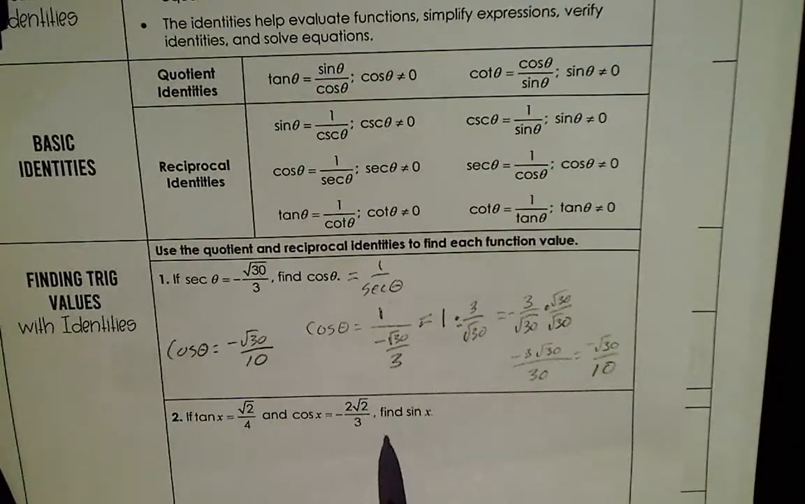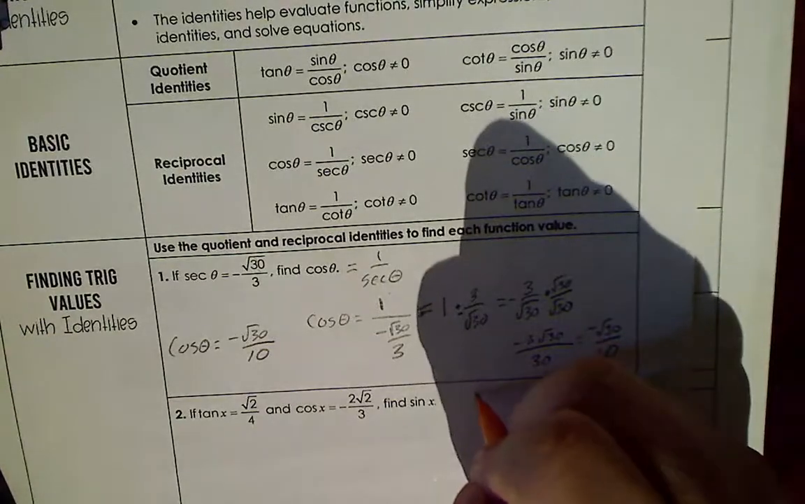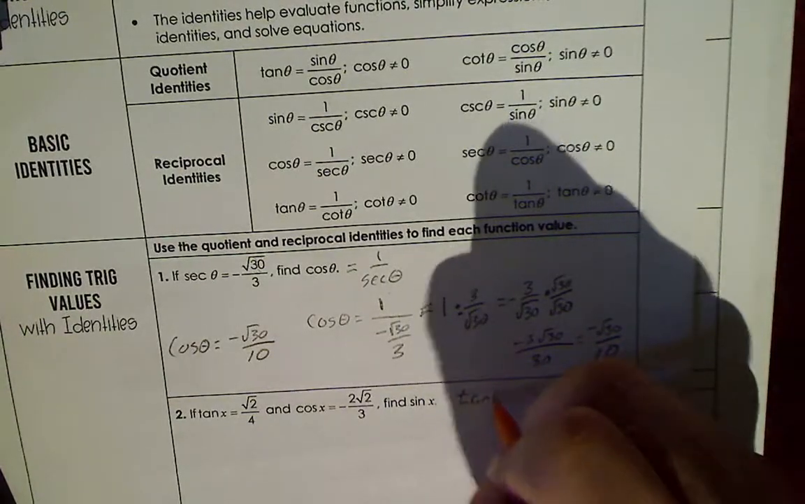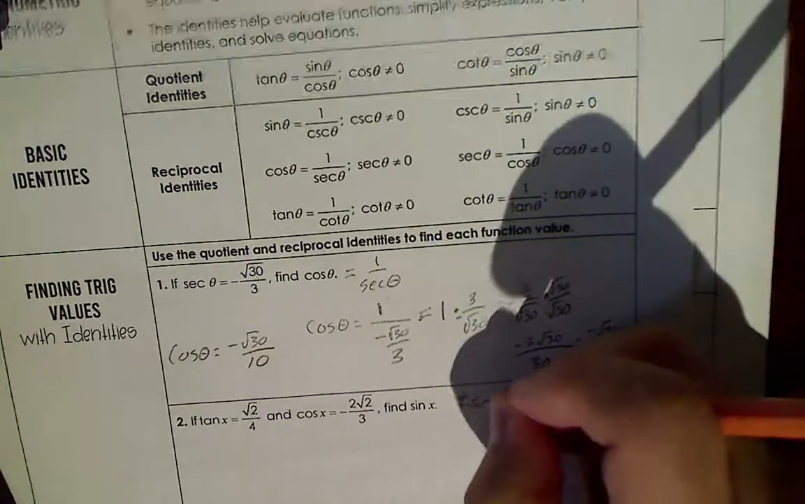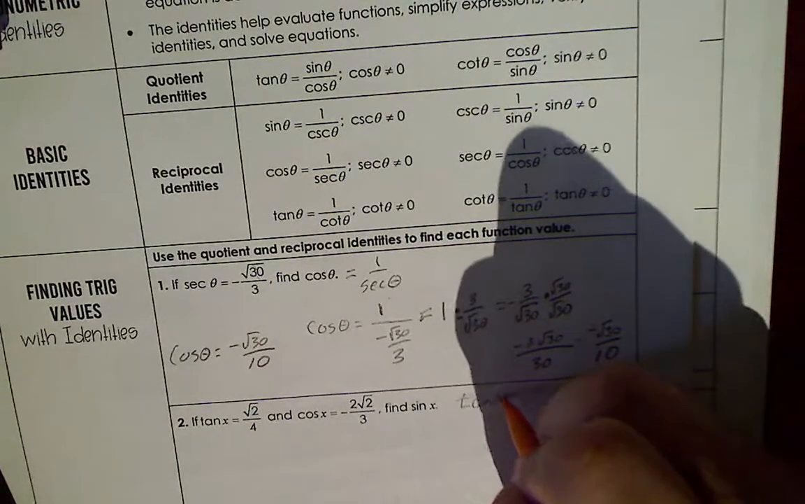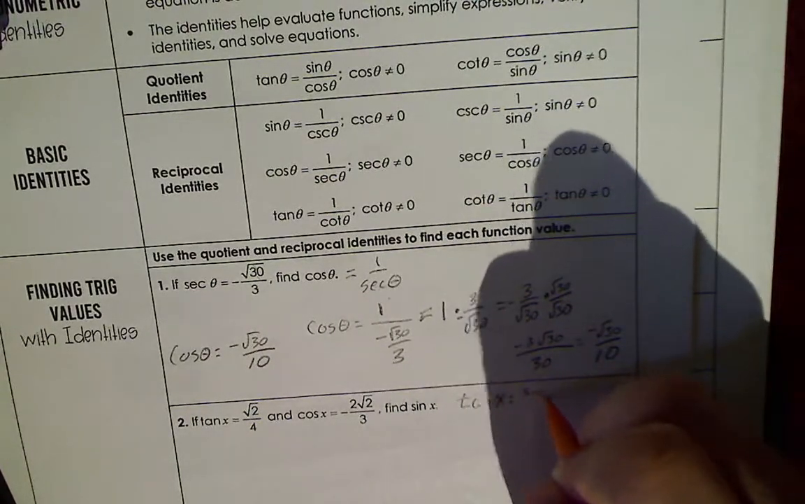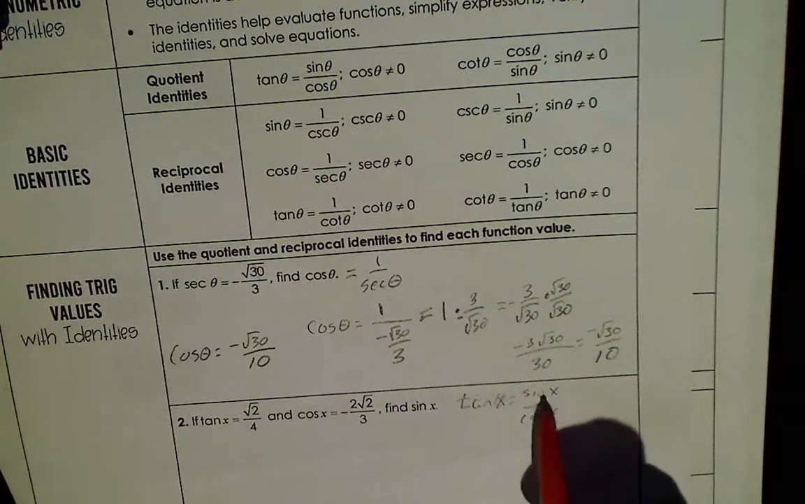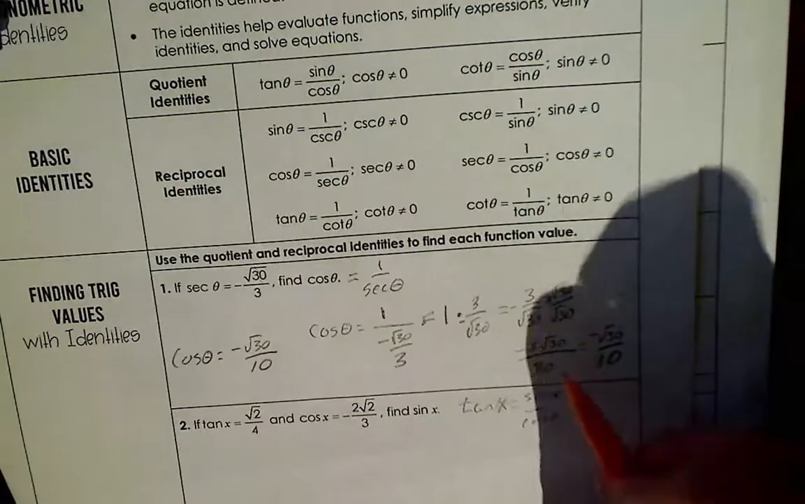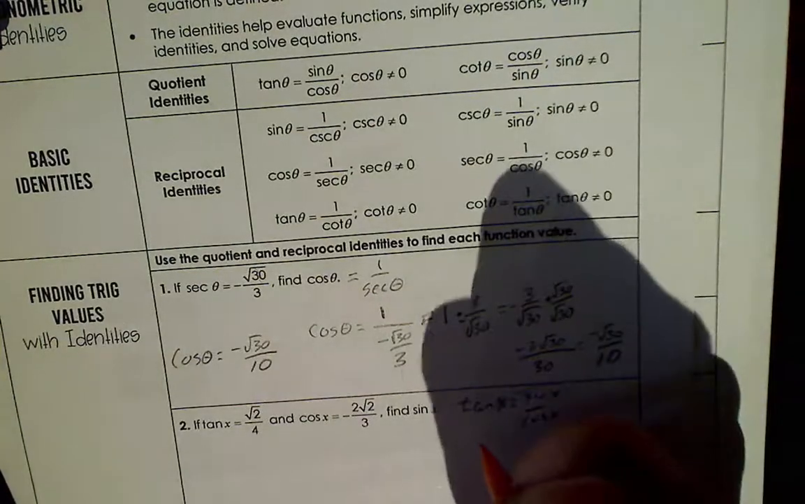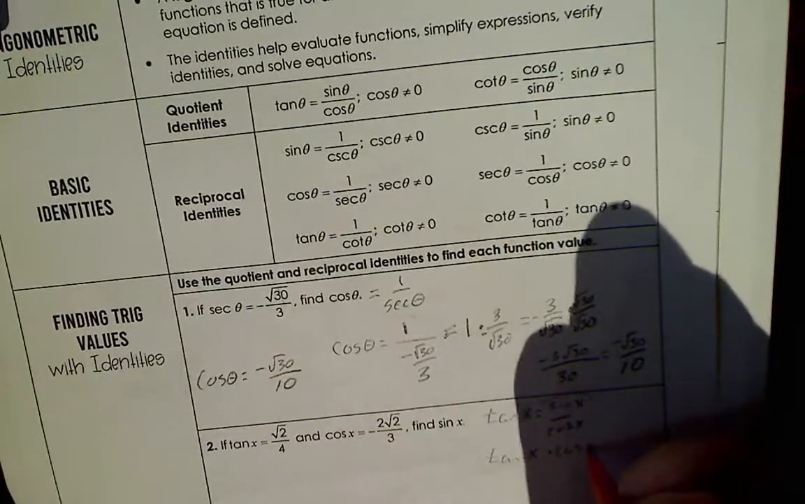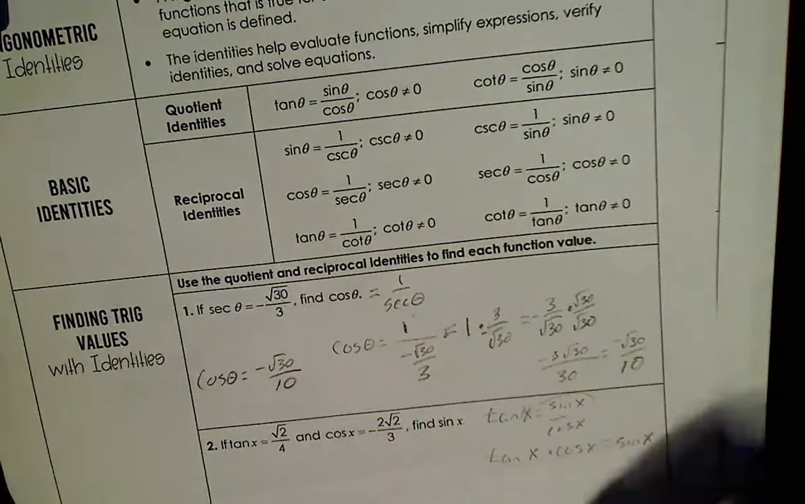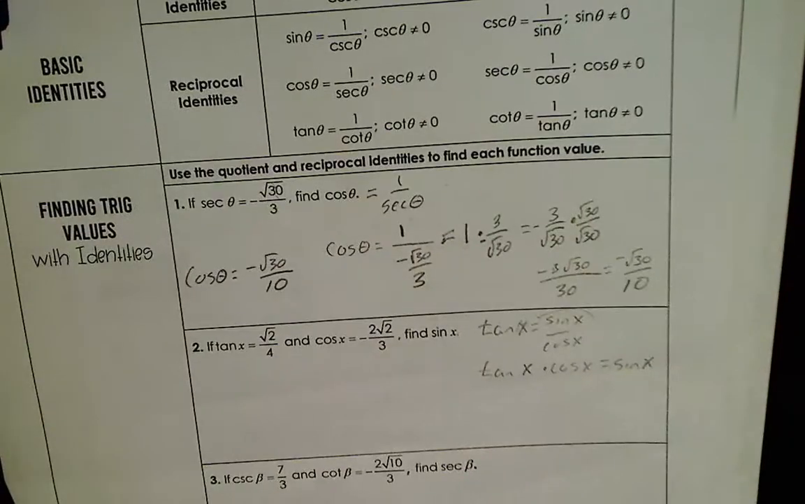Well, I want it to be sine. So if I have tan theta, or tan x in this case, because we interchange those values, is equal to sine x over cosine x, then in order to get sine x by itself, I'm going to multiply the tan x times the cosine of x, which is equal to the sine x. Kind of like that.